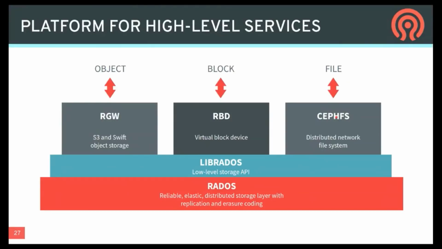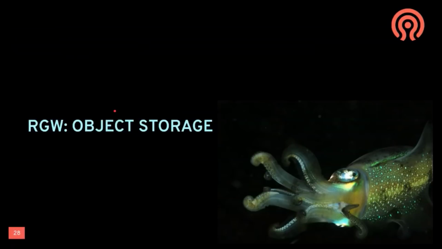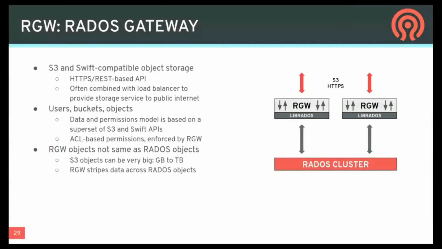So we're going to move on and talk a bit about RADOS Gateway, the component that provides object storage services in Ceph. So RGW stands for the RADOS Gateway. And as you might imagine, it's a gateway that provides S3 and Swift API compatible object storage.